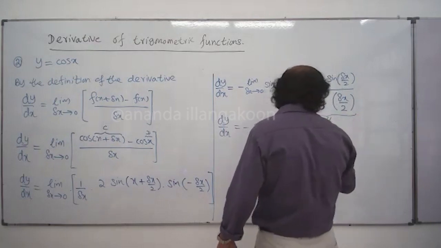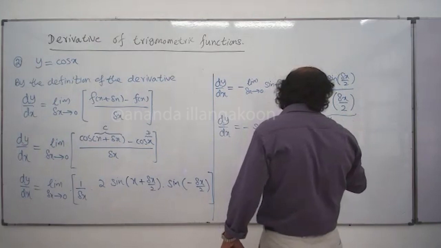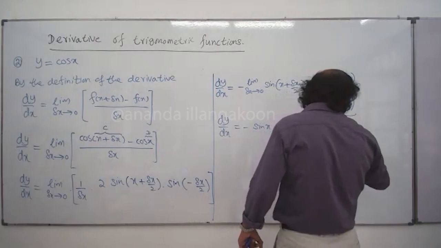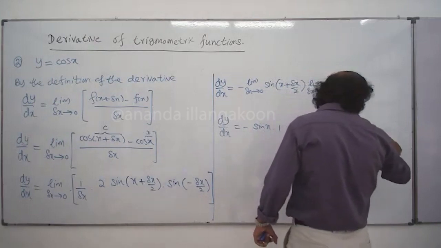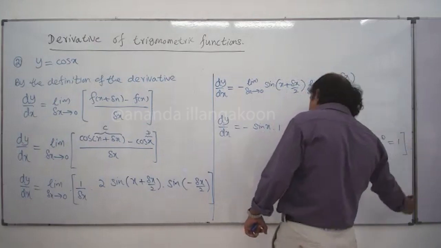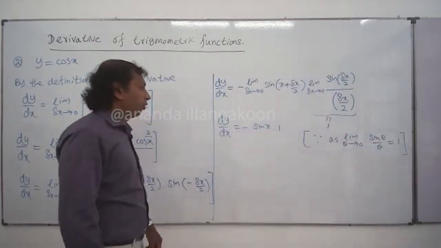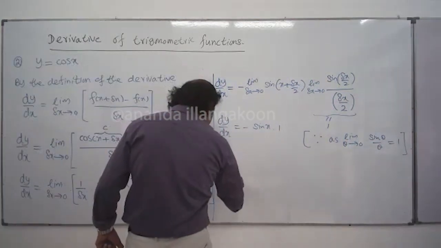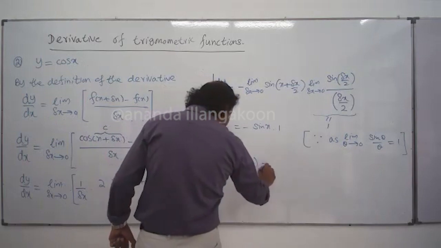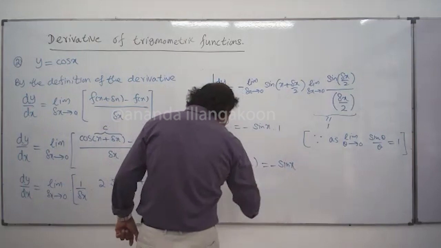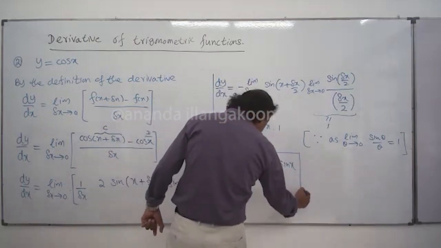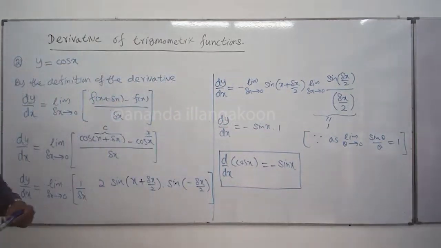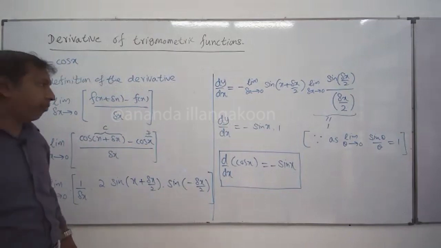And we ensure to write the reason here, because limit theta going to 0, sine theta by theta equals 1. Then here we get minus sine x into 1, that is, people, minus sine x. So then derivative of cos x is minus sin x. This is our second result. You should know, people, how to prove this result. Sometimes they may ask at the examination to prove. Okay, right, come to the answer.